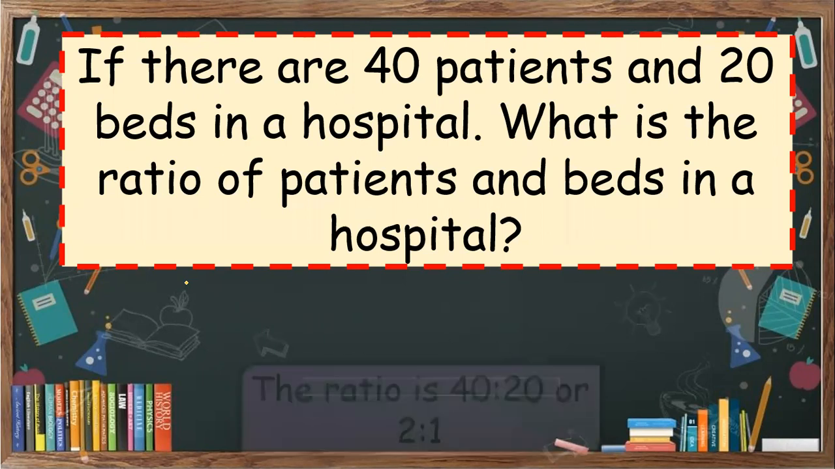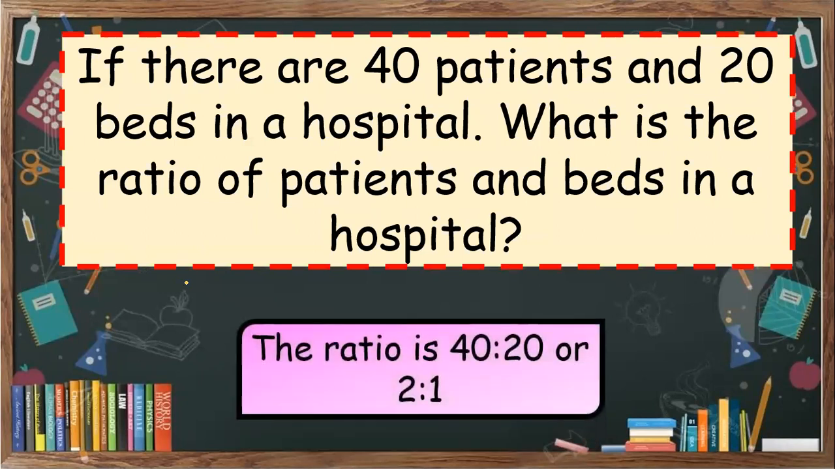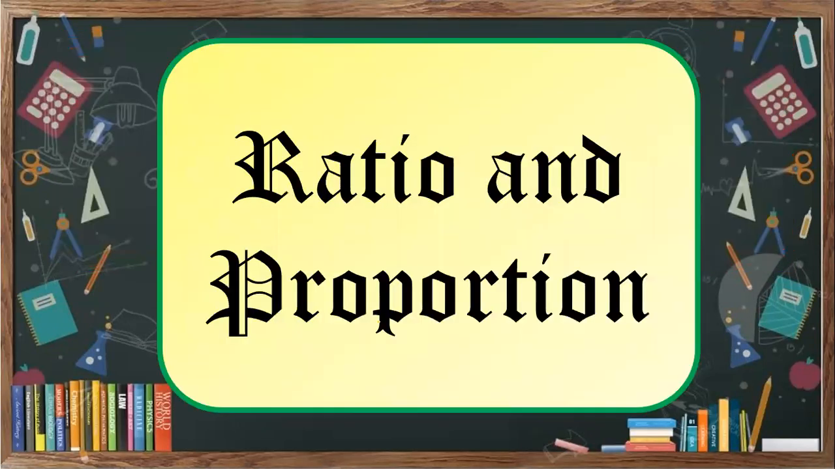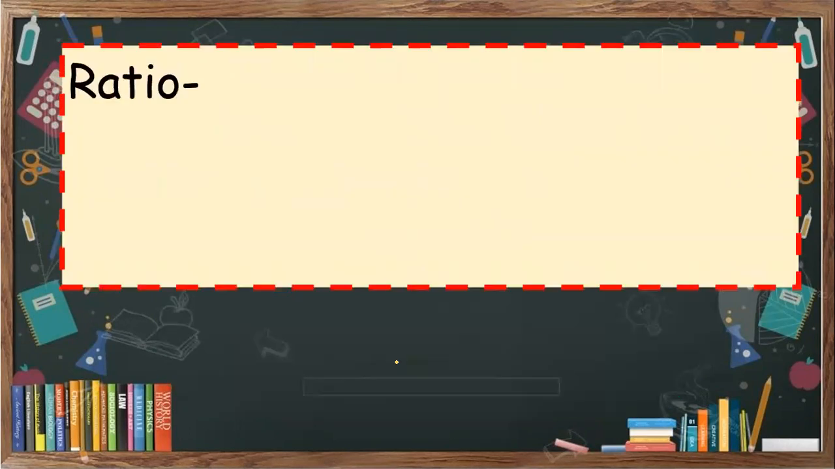So based on our given, it is 40 is to 20 or 2 is to 1. So what happened to 40 and 20? It became 2 is to 1. So we get the lowest term of 40 and 20. So it comes to ratio and proportion. And today, this is our topic that we're going to discuss.